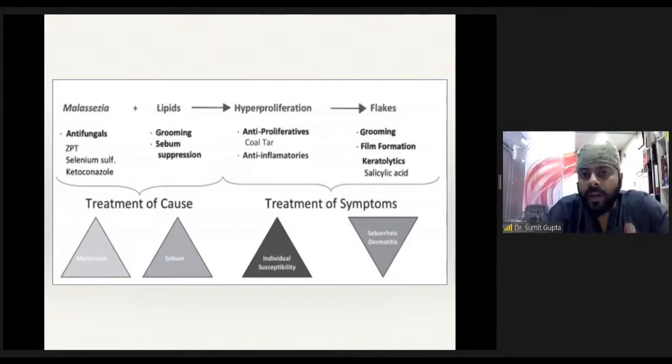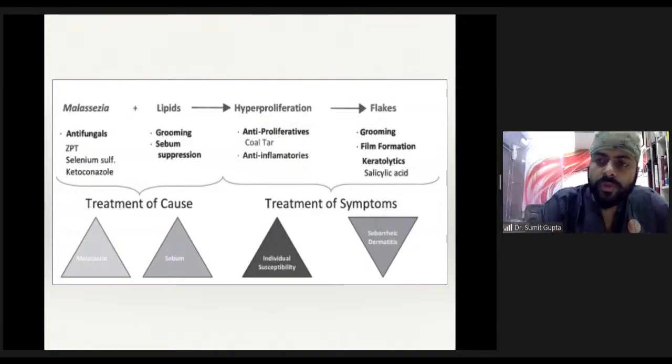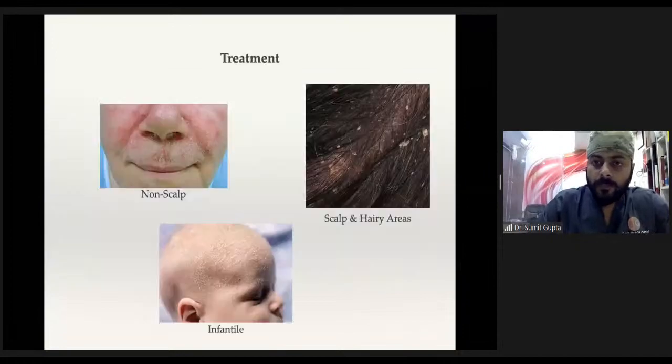Sebum suppression can also be done, although rarely and not very commonly, by using systemic retinoids. Hyperproliferation can be countered by anti-proliferatives such as coal tars and anti-inflammatory agents like topical steroids, as well as non-steroidal anti-inflammatory agents like bisabolol and others. Flakes, if they are formed, need to be removed by using a keratolytic agent like salicylic acid. If there is a film formation, although it is not considered as typically as a biofilm, but if there are thick scales, whatever medication we are using will not penetrate and reach the active site. So we need to use salicylic acid and sometimes also emollients to loosen those crusts.